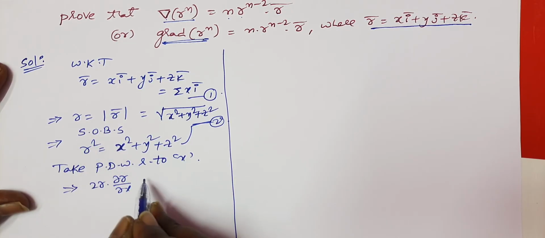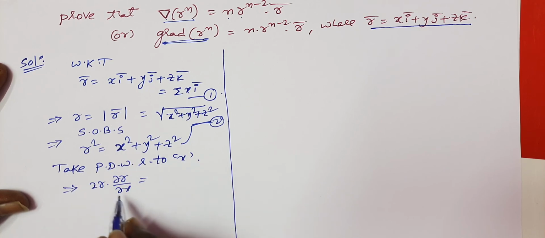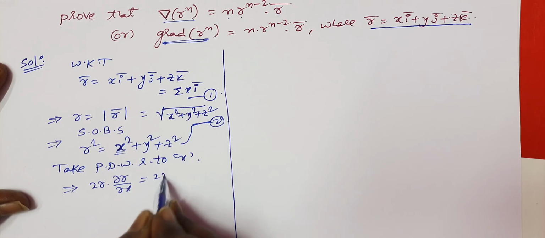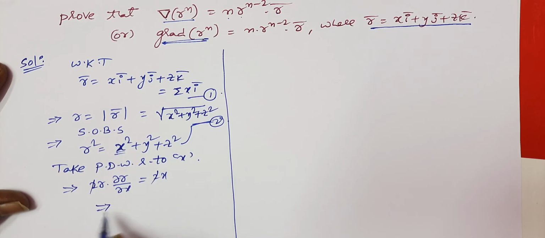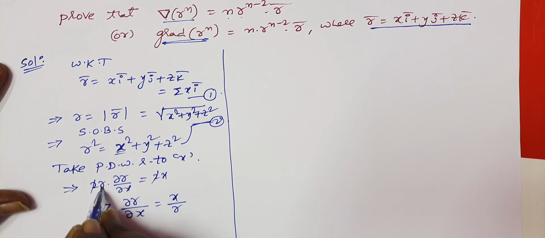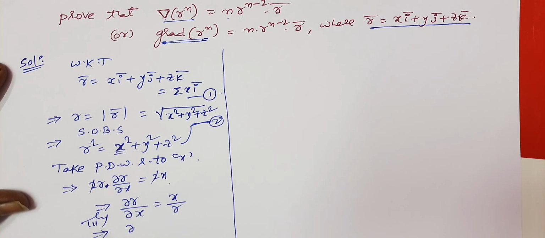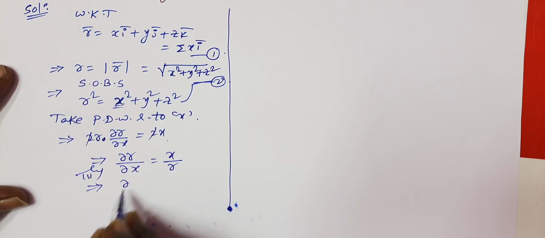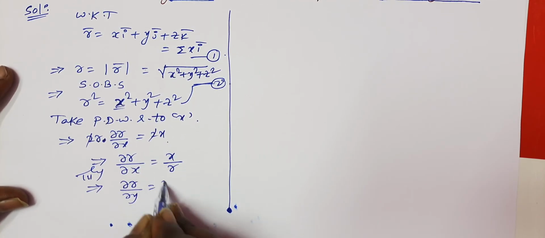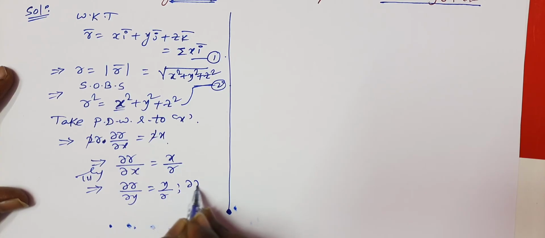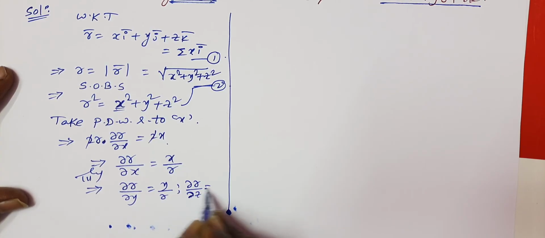r is not a constant; r is a variable in terms of x, y, z. That's why the partial derivative is 2r into dou r by dou x. On the right side we have only 2x, so 2 gets cancelled. From this, dou r by dou x is equal to x by r. I am taking r to the right side as denominator because it is in the product. Similarly, we can get dou r by dou y is equal to y by r, and dou r by dou z is equal to z by r.